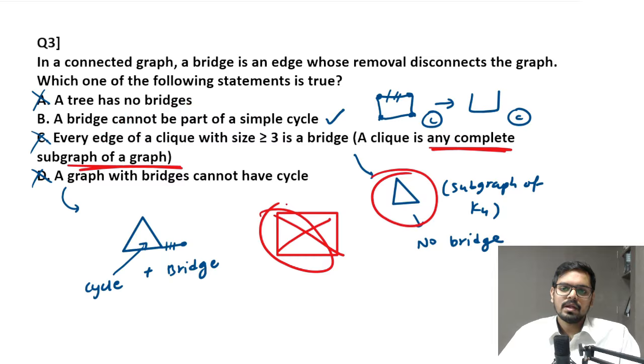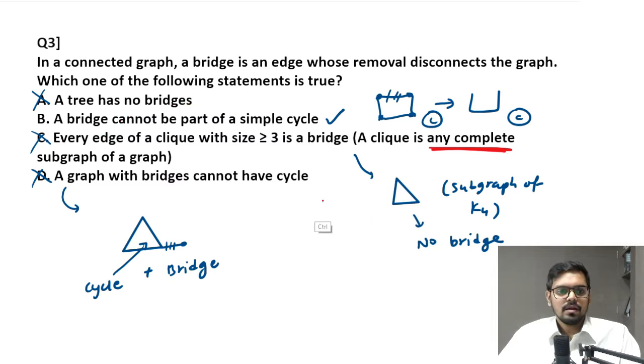Incorrect. Simple counter example. Option D incorrect. Why? A graph with bridges cannot have a cycle. Who said a graph with bridges cannot have a cycle? Take this example. In this example, this edge is a bridge, because if you remove it, this triangle and the isolated vertex give you two components, right? So this graph has a bridge and it also has a cycle.